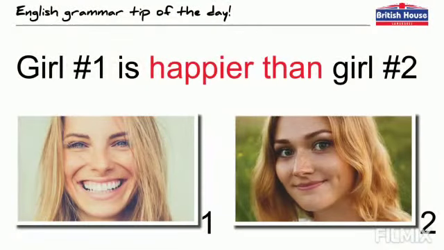Now, if an adjective has two syllables and finishes with Y, the rule is different. Let's look at these pictures. So there are two people. One is quite happy, the other one not so much. So the first person is happier than the second one. So in this case, we remove the Y, because happy finishes with Y. We remove it and we add I-E-R to make a comparison. Happier than.